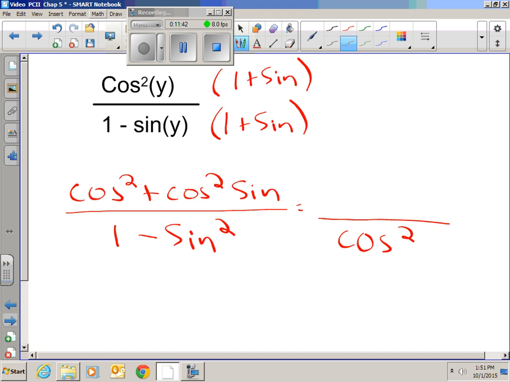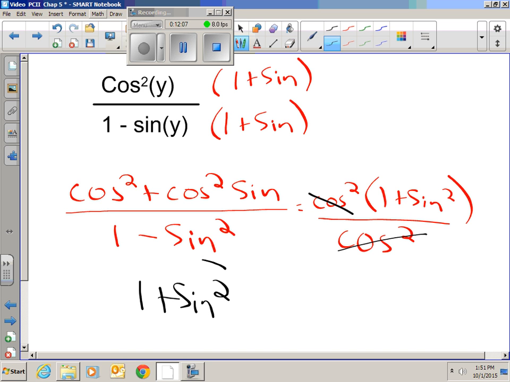And up top, I probably should not have even multiplied through, but I'm going to factor out the cosine squared up top, and I have cosine squared times 1 plus sine. Now you notice I can cancel, love that, cancel my pen. Cancel those cosine squareds, and I'm left with 1 plus sine, and that's much simpler than what we started with.